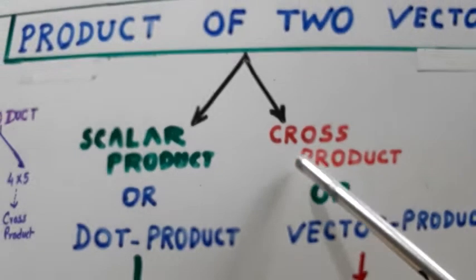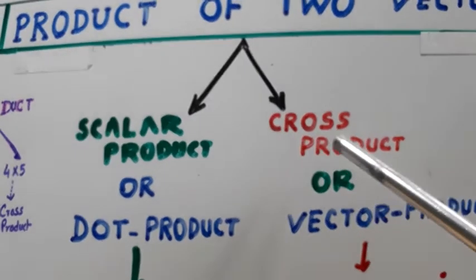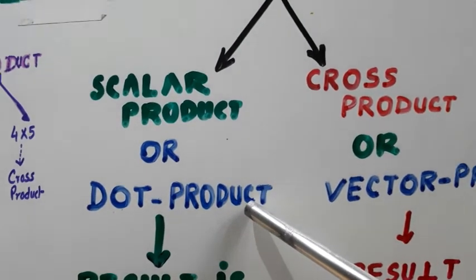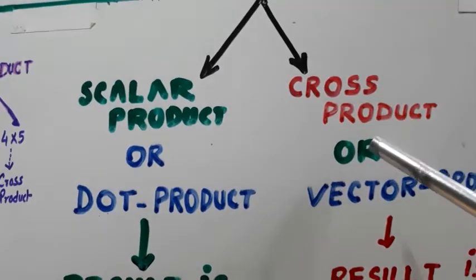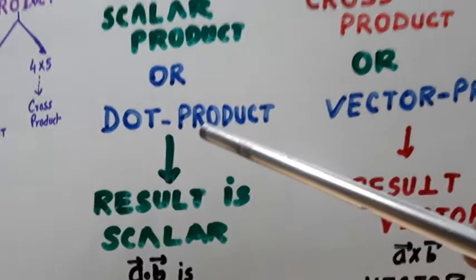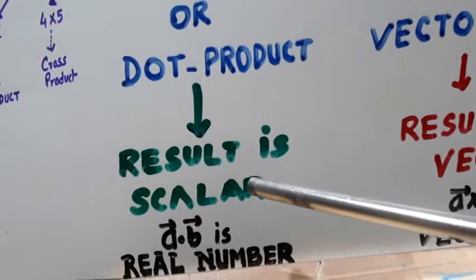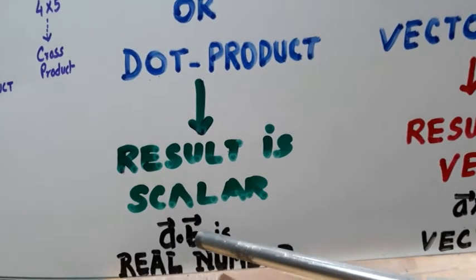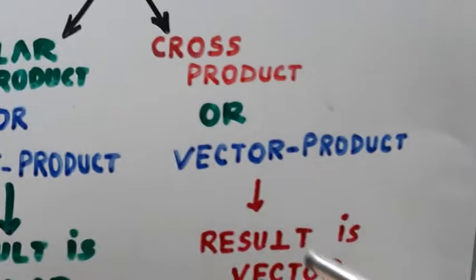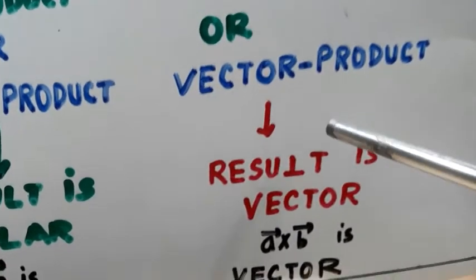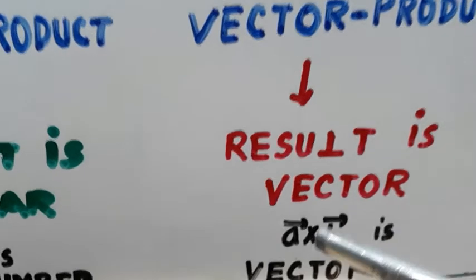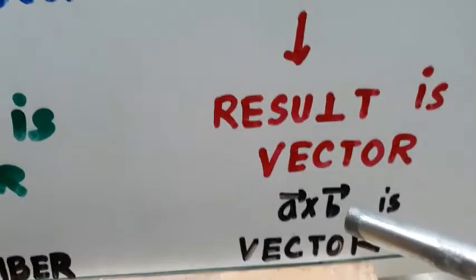These are two techniques. One is the scalar product, the other is the cross product. The name of the scalar product is also dot product, and the name of the cross product is vector product. In this case, after multiplication, what you get is a scalar. The result is a scalar, so A dot B is a real number. In the case of the vector product, the result is a vector. That's why its name is vector product. So A cross B is a vector.